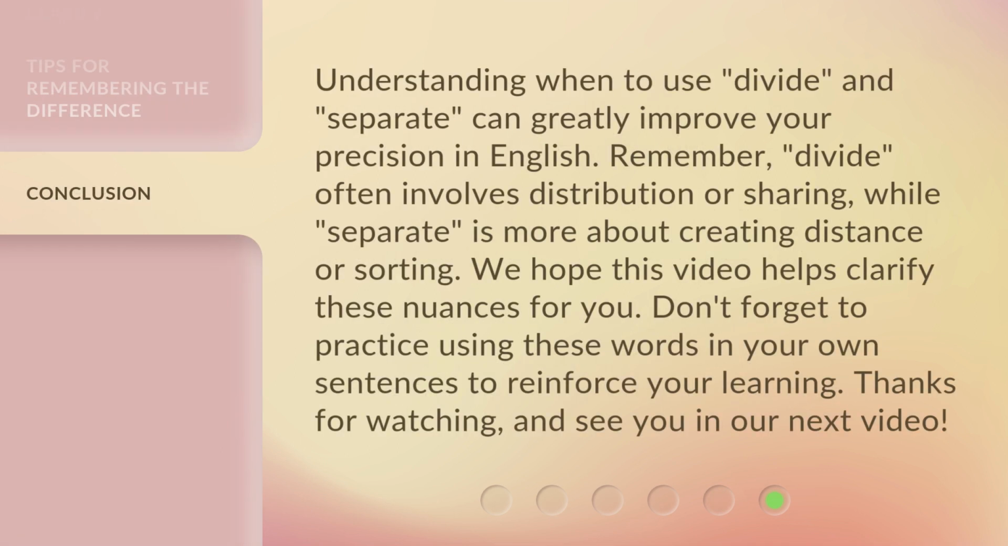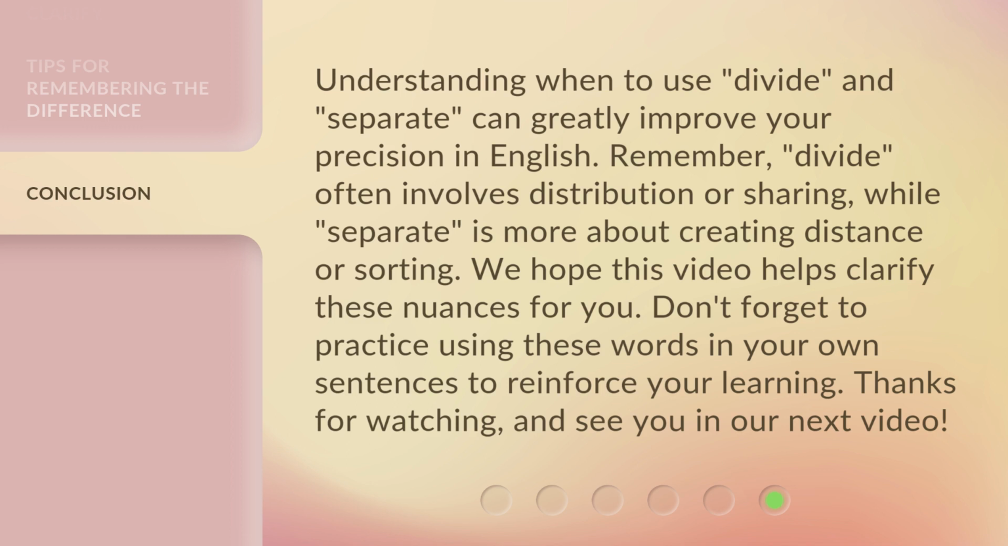Understanding when to use divide and separate can greatly improve your precision in English. Remember, divide often involves distribution or sharing, while separate is more about creating distance or sorting. We hope this video helps clarify these nuances for you.